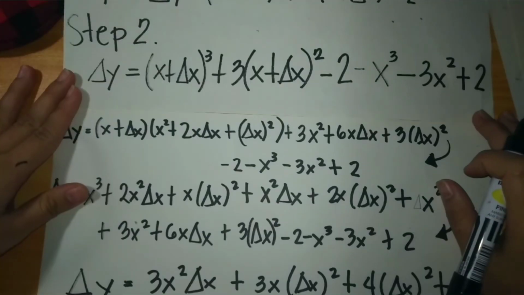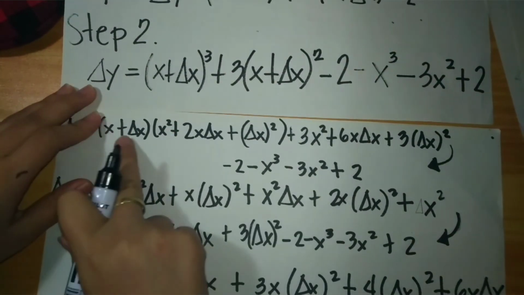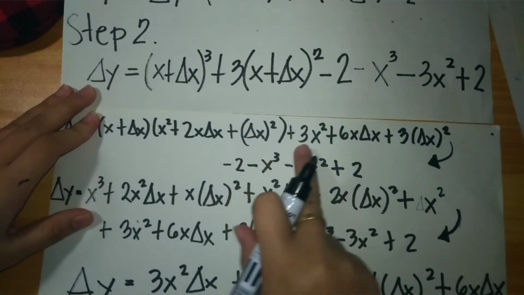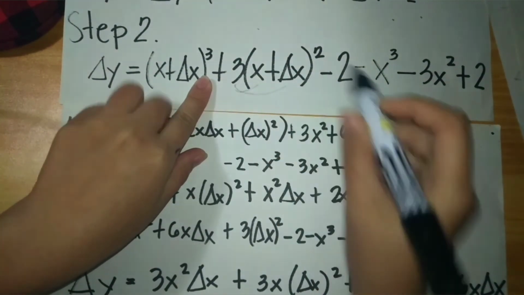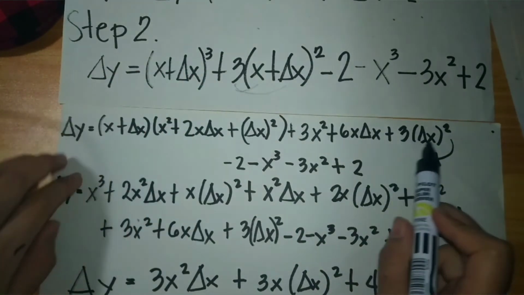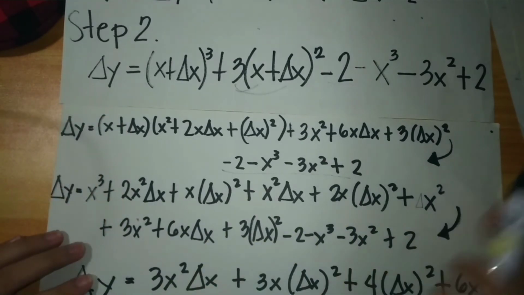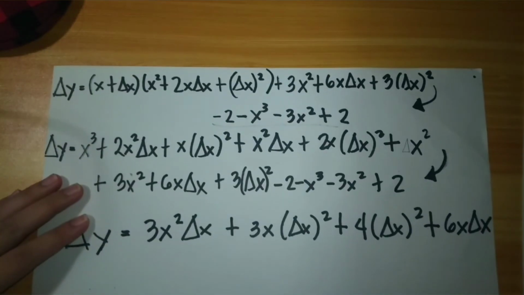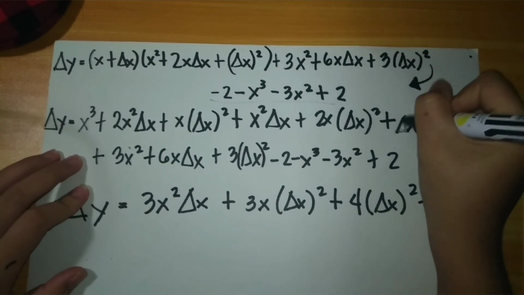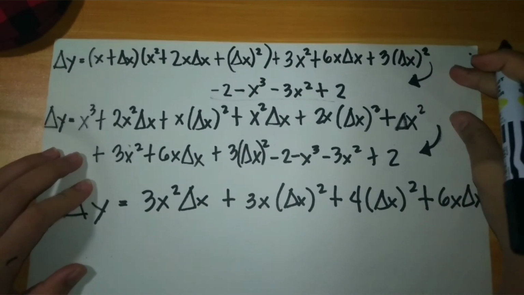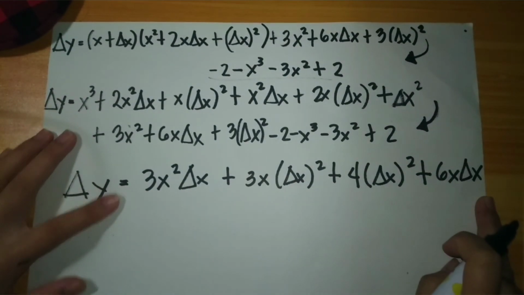So we're going to simplify the equation. We factor (x plus delta x) cubed and also (x plus delta x) squared. We need to factor that first, then multiply by 3. Then copy the negative 2, minus x cubed, minus 3x squared, plus 2. And then combine like terms. For those terms that simply result in 0, we're going to cancel them so that we can get this answer.